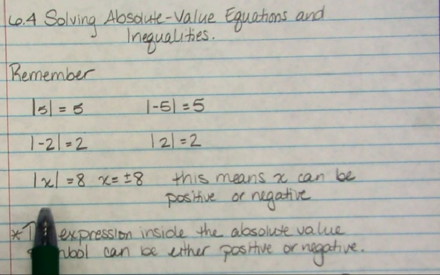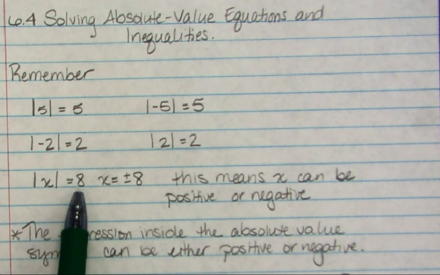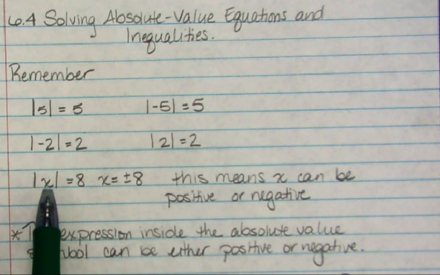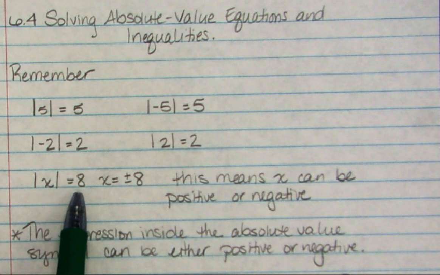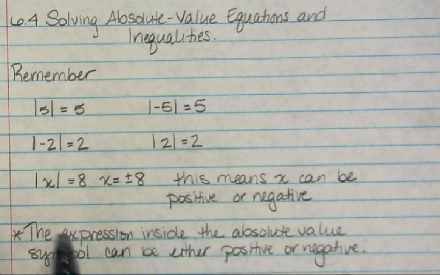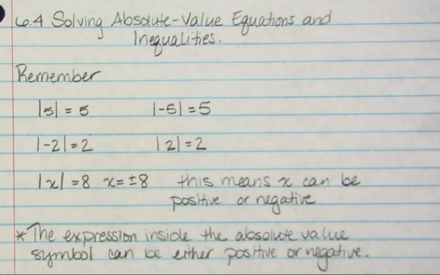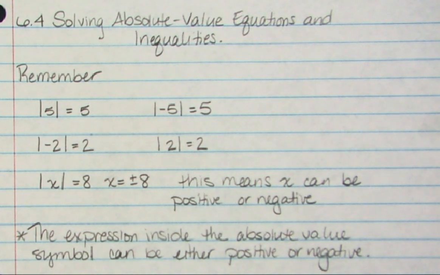So if I were to take the absolute value of an unknown, so I'm looking for the absolute value of x, and I know that the absolute value of x equals 8, that means that this number that's inside the absolute value sign would either be positive 8 or negative 8. Because if it's negative 8, the absolute value of negative 8 is still 8, and the absolute value of positive 8 is 8. So what I'm looking for is this part here that was in the absolute value sign. So x can be either positive or negative when it's inside of the absolute value sign. So the expression inside the absolute value sign can either be positive or negative, because once it comes out from that absolute value sign, it is a positive answer.